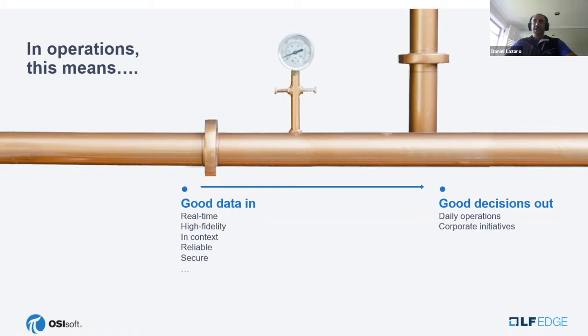Good data is reliable and secure. Moreover, it includes historical records and its origins for data provenance. Good decisions that result, ideally connecting daily operations with corporate initiatives.